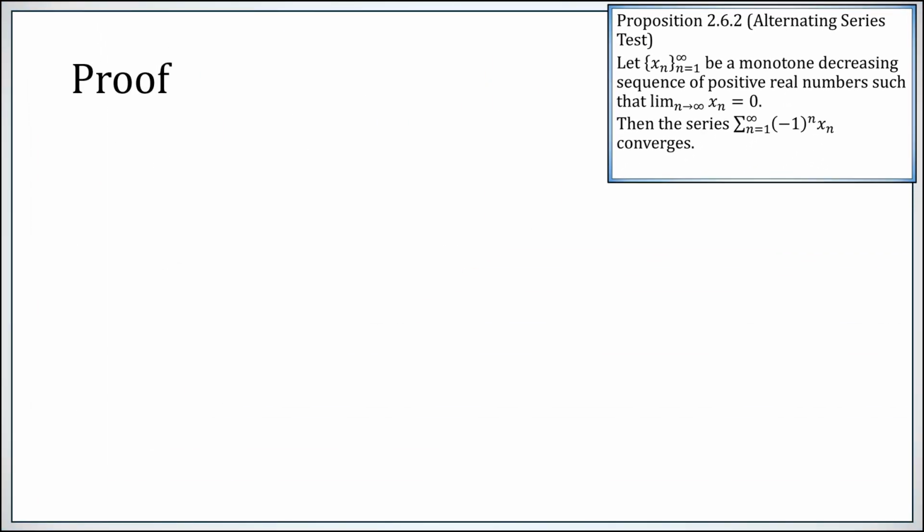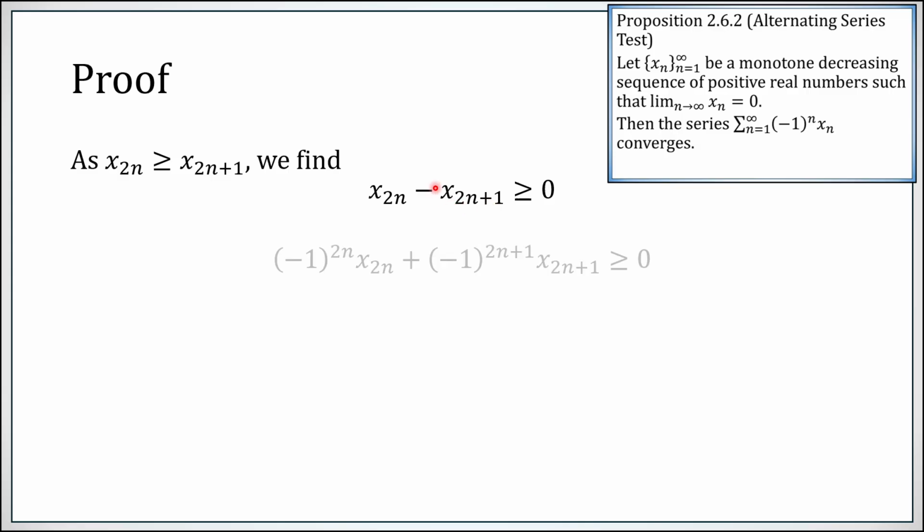Look at the proof. The sequence of xn's is monotone decreasing. Therefore, x2n minus x2n plus 1 is non-negative. Now in the series we wish to construct, observe that the index on n is equal to the power of minus 1. Here I have index 2n with a +1. Here I have index 2n plus 1 with a minus 1.